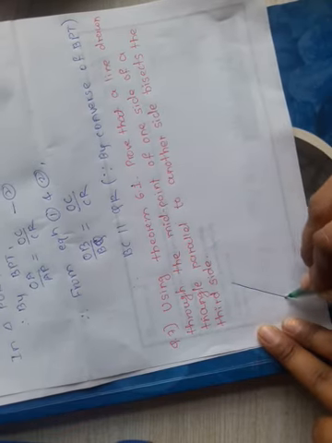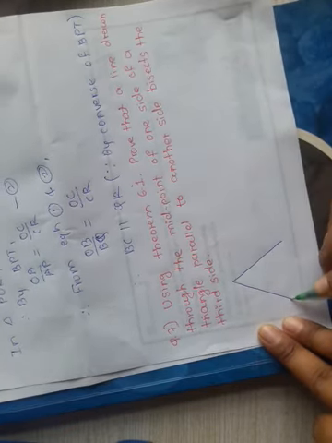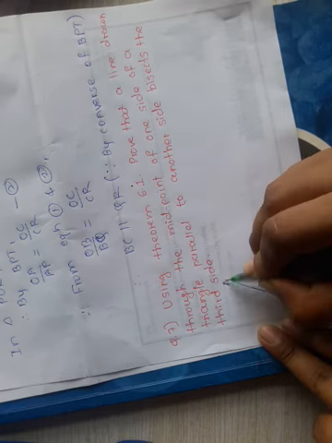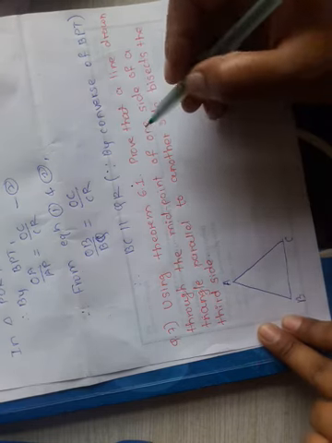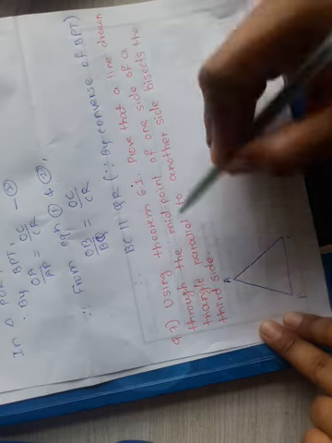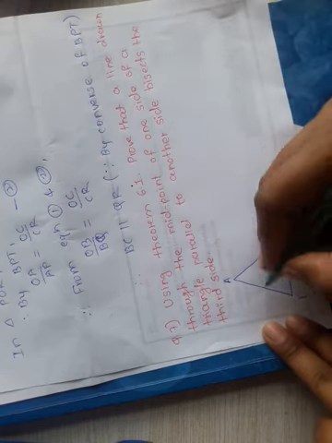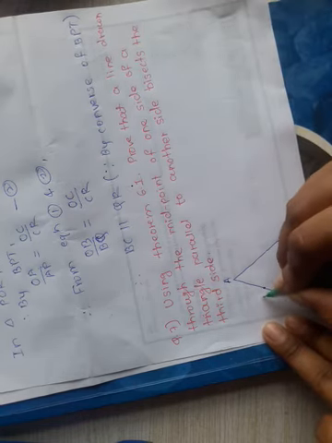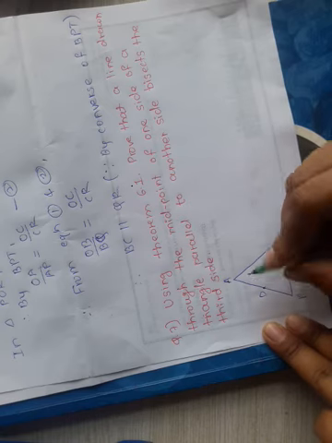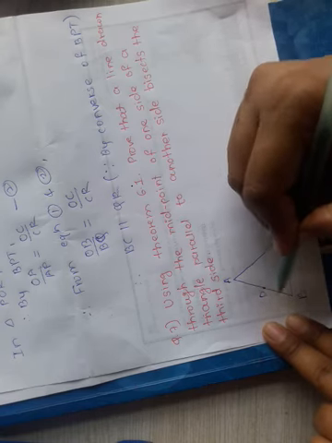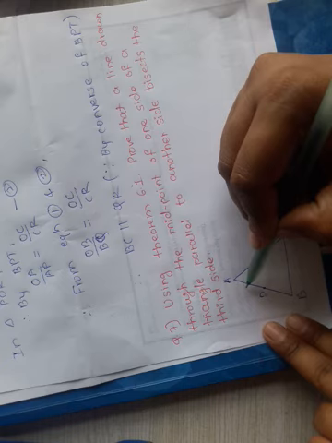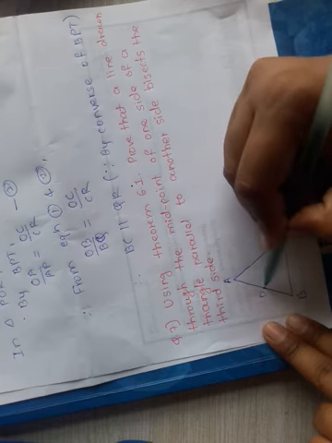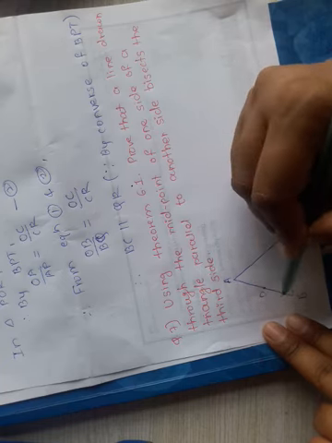So see, if this is our triangle ABC, then what is given to us? A line drawn through the midpoint of one side. Suppose D is the midpoint of this side AB, means this point D divides side AB into two equal parts. Means we can say that AD is equal to DB. If D is the midpoint, then AD is equal to DB.